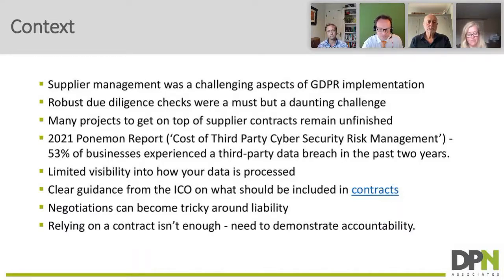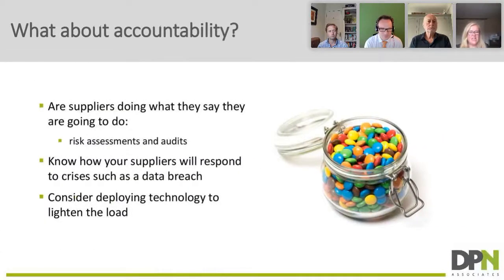The other key point is that relying on a contract by itself isn't enough. The ICO have made that very clear. You need to be able to demonstrate accountability. The main point here is you need to be able to show your homework. So in terms of accountability, what do we mean by that? The key point is making sure that risk assessments are done and audits are carried out in a proportionate manner. And I think proportionate will be a point that we'll raise through the course of this discussion.